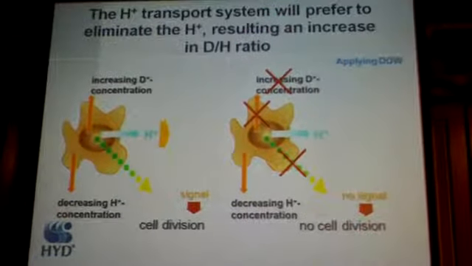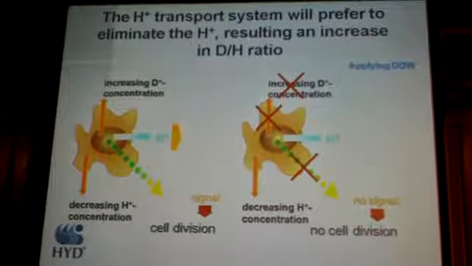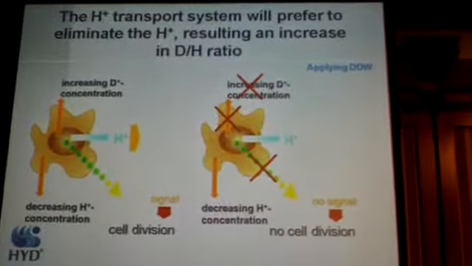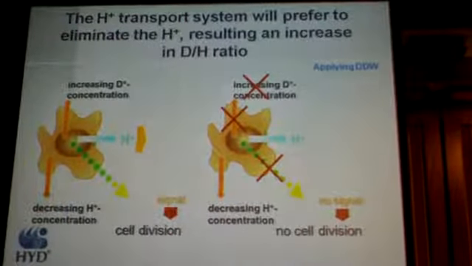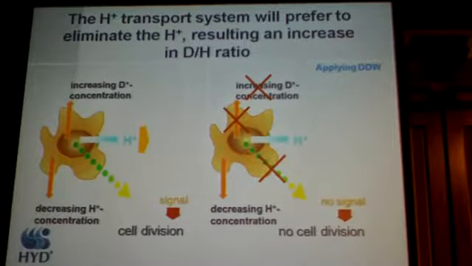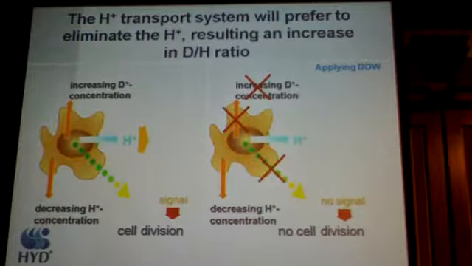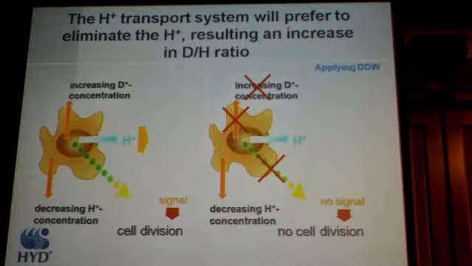final signal for the cell, changing the D/H ratio. And when we are using deuterium depleted water, even that system is activated, but the cells are not able to lift up the D/H ratio to the threshold, or it takes much longer time. And this is the reason that we can finally disturb the whole metabolism, and no signal and no cell division, and finally we can trigger the apoptosis.